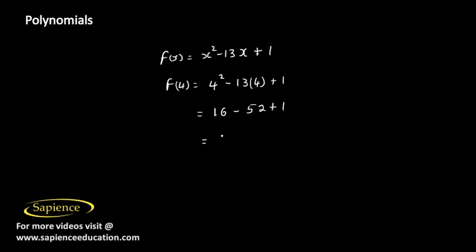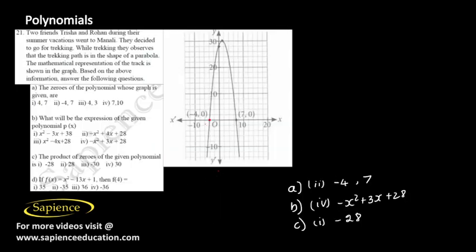This will be equal to 17 minus 52, 16 plus 1, 17 minus 52, and we will get, after subtraction, the value is minus 35. So the answer to the fourth question will be option 2, minus 35.